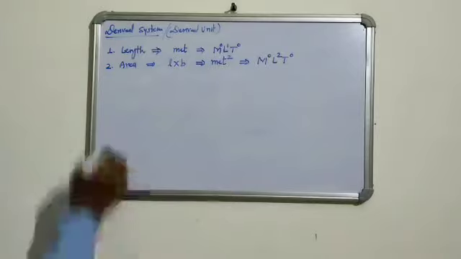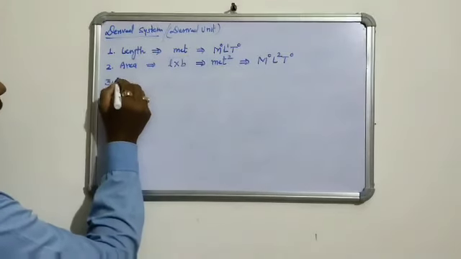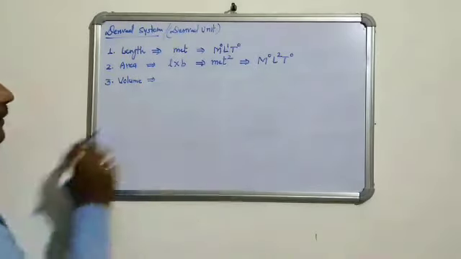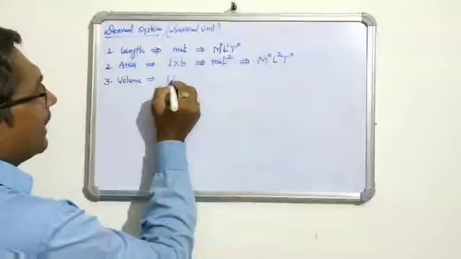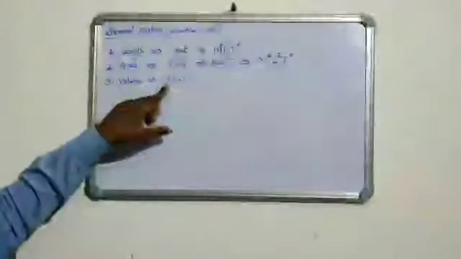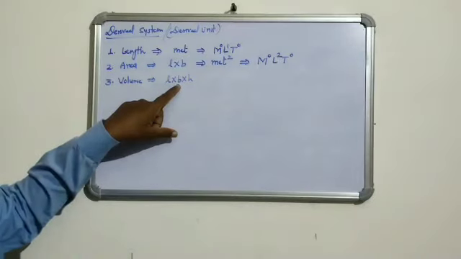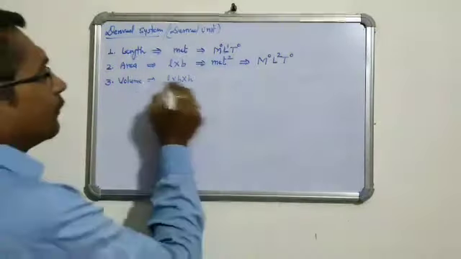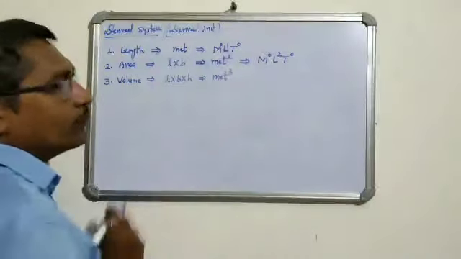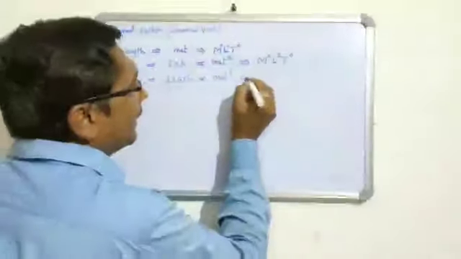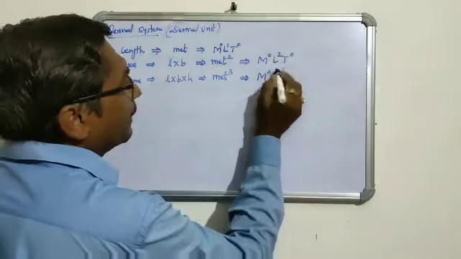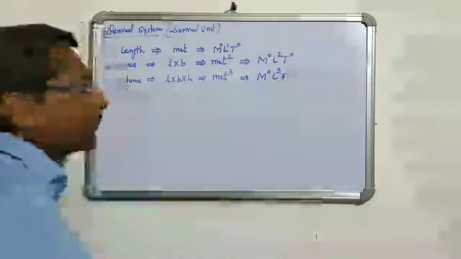Case number 3, example number 3, volume. Volume is equal to length into breadth into height. Length is a fundamental quantity, breadth is also measured in meter, height is also measured in meter. So all three are fundamental quantities. That's why the unit is meter cube. There is no mass, M0, length is 3, and time is 0.